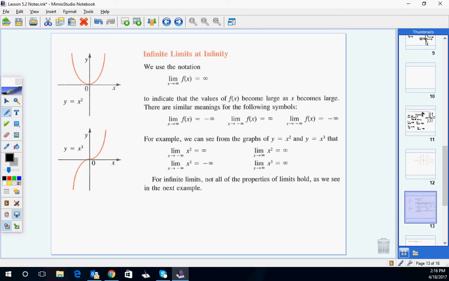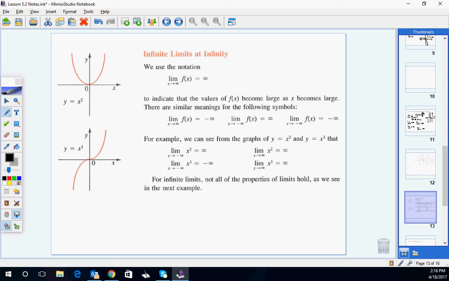All right, so infinite limits at infinity. So we use the notation of the limit as x goes to infinity of f(x) equals infinity to indicate the values of f(x) become large as x becomes large. It's just basically what we were just doing. You know, this right here, as I go to infinity, the answer is going to be infinity. They just grow together. Same thing here. This would be as it goes to negative infinity, I get negative infinity, positive infinity. So you can see that's what these are saying.